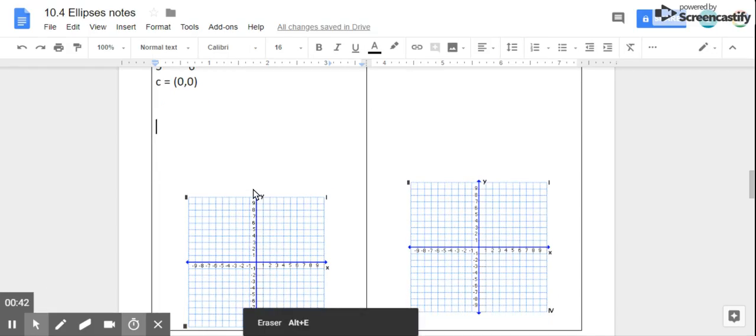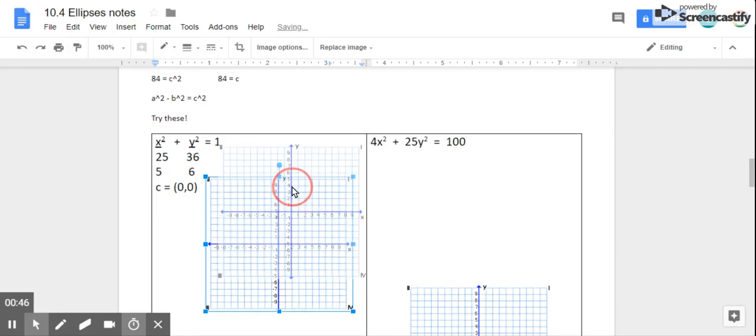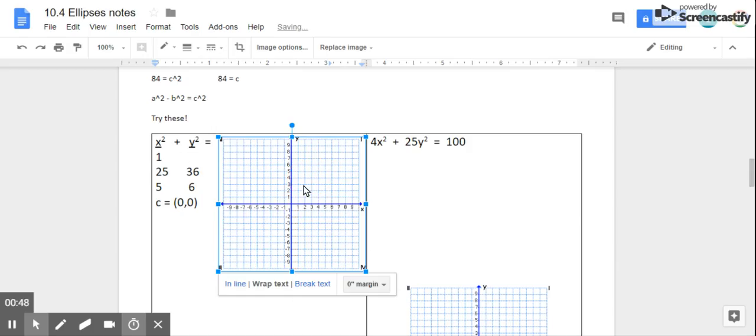So again, let me scroll up. I'm trying to figure out the best way to work this out so that you see it.